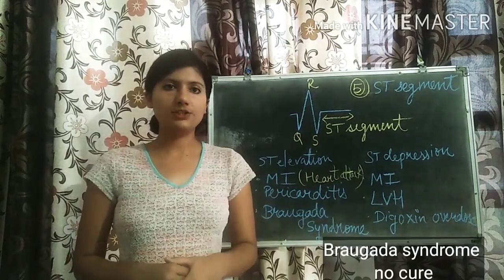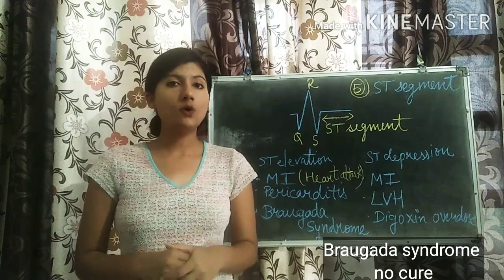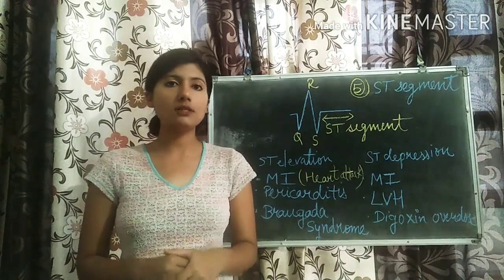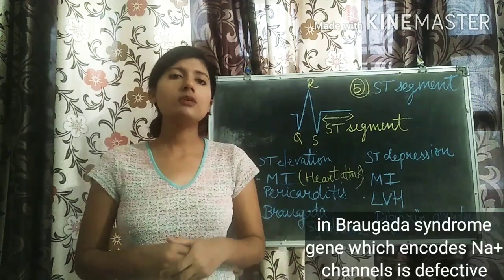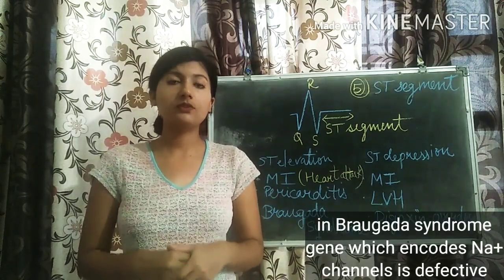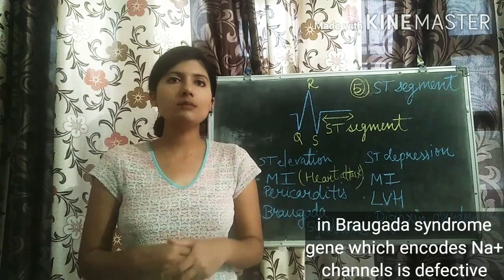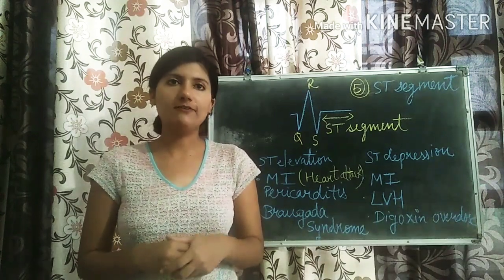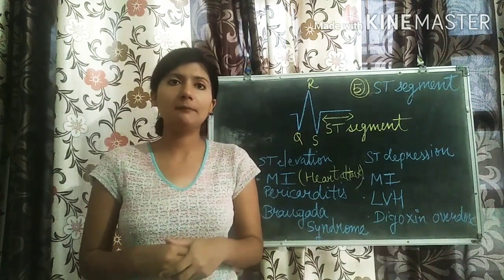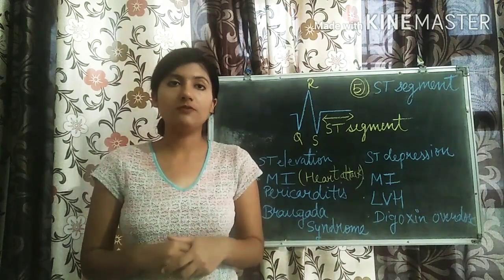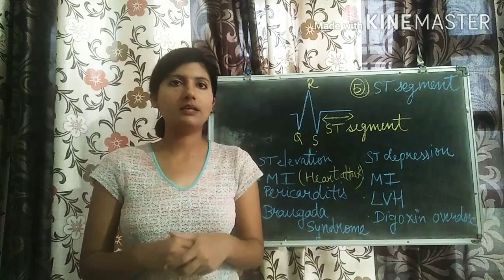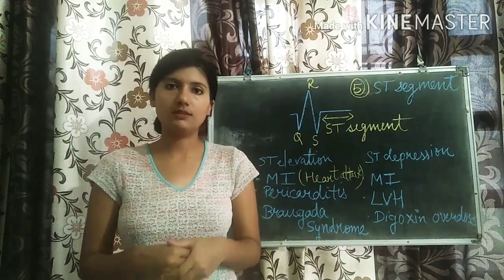It is a genetic condition. This condition has no cure. This condition is responsible for 8% of sudden cardiac deaths. So what actually happens in this syndrome? The gene which encodes the sodium channel is defective. We know sodium and potassium are helpful in the depolarization and the repolarization waves in the whole body. It can be the nervous system, cardiac system, etc.